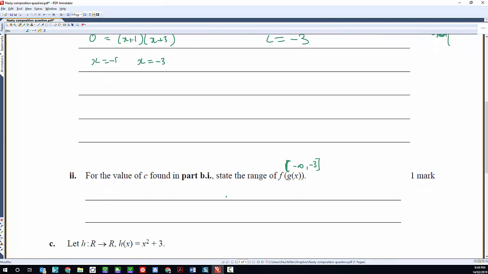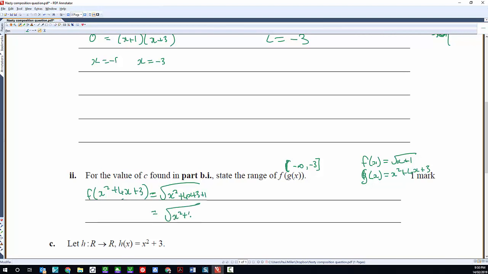Now what I'm also going to do is have a quick look at what the function composition looks like. So I'm actually going to do the composition. f of x equals the square root of x plus 1. I'm just rewriting these because I don't want to scroll up and down. And g of x equals x squared plus 4x plus 3. So let's do f of (x squared plus 4x plus 3), which equals the square root of x squared plus 4x plus 3 plus 1, which equals the square root of x squared plus 4x plus 4, which is the square root of (x plus 2) all squared.